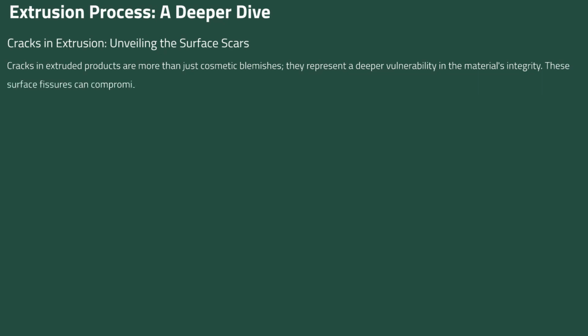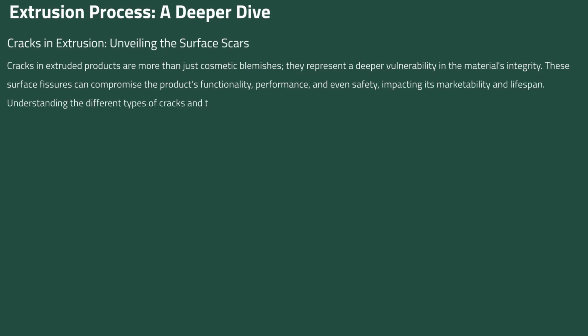Cracks in extruded products are more than just cosmetic blemishes, they represent a deeper vulnerability in the material's integrity. These surface fissures can compromise the product's functionality, performance, and even safety, impacting its marketability and lifespan. Understanding the different types of cracks and their root causes is crucial for manufacturers to prevent them and ensure high-quality extrudates. Types of cracks in extrusion.